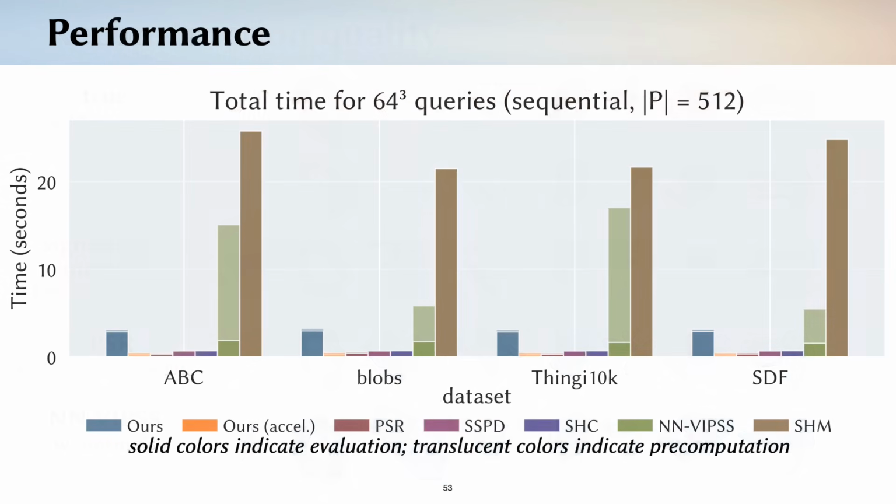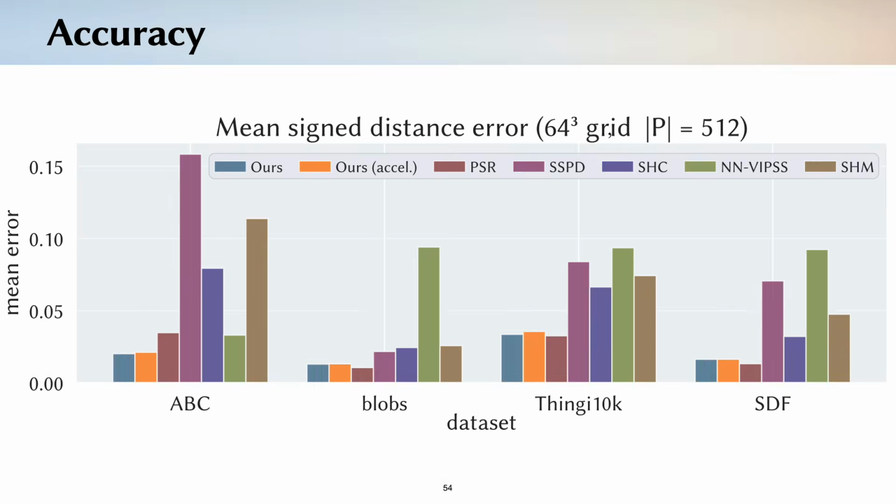Across 4 datasets, we found that our method was faster than other approaches for computing signed distance, sometimes by orders of magnitude, and produced lower error.